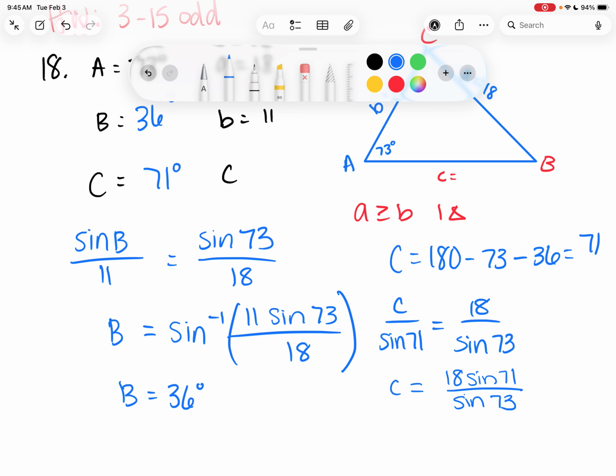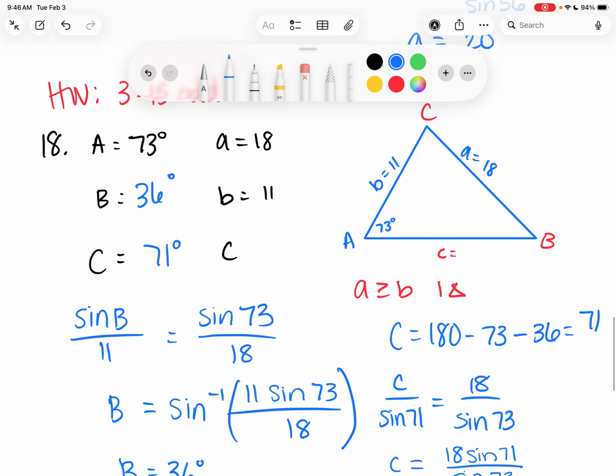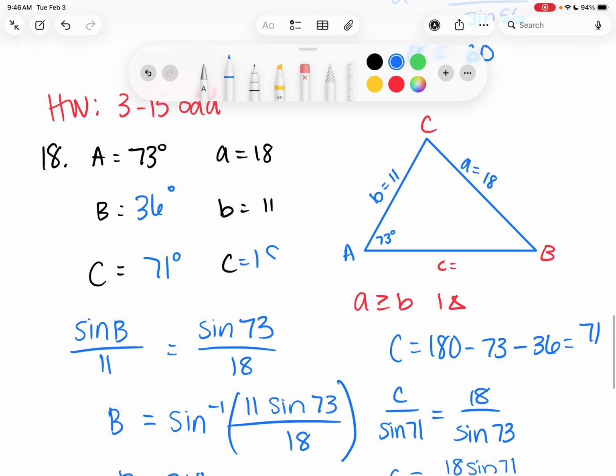Now, just kind of as a way of guessing if my answer is correct, I should expect an answer that's relatively near 18, because sine of 71 and sine of 73, while they're off by 2 degrees, are very close, so they're almost going to cancel each other. So just be aware that your answer should be in that general vicinity. But anyways, what do we get for that? 18. You said 18, right? Okay. So that would be my answer.